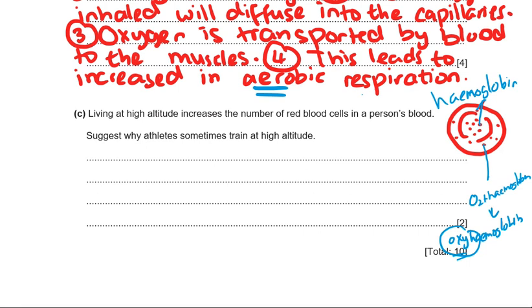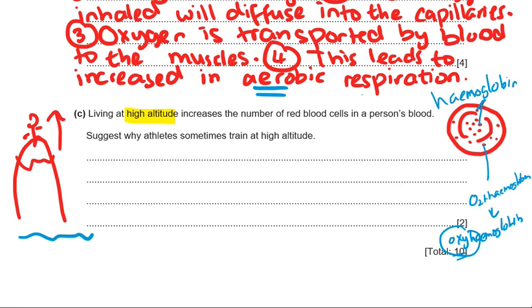Okay, so the question itself here, living in high altitude. Altitude refers to height. So if you are up a mountain, that means altitude is higher. And if you are at the sea, compared to that, it is a lower altitude. And the higher you get, if you learn geography, the air actually gets thinner, and that means that there is less oxygen as you go higher and higher up from the ground, sorry.